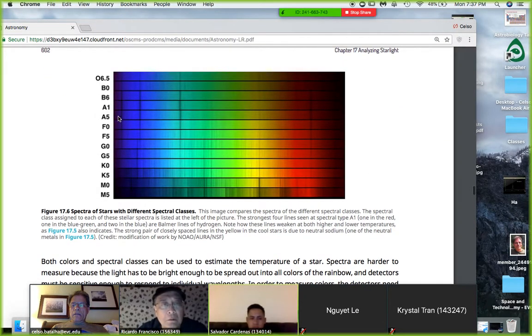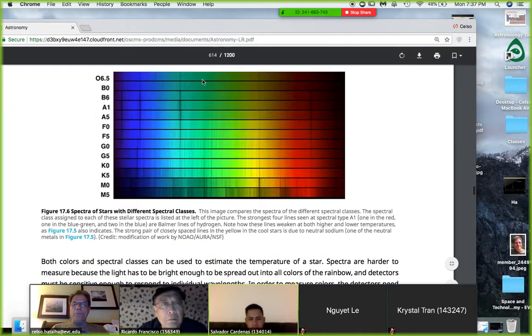Here, each stripe of this is a rainbow that indicates the strength of certain lines. And then you can see here, this is a hydrogen line in the red part of the spectra. You see the hydrogen line is not so intense in an O star, but becomes very intense in an A star. And then it starts decaying. You still have it in a K5 star, but in an M star it's kind of lost, right?